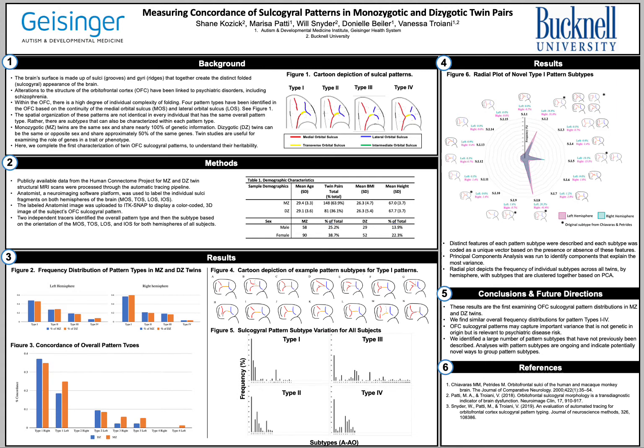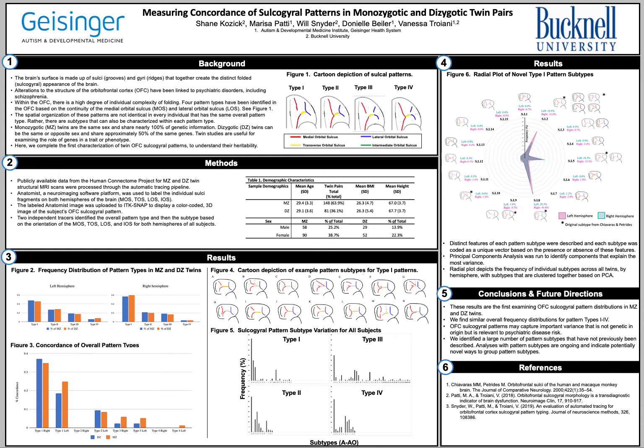We examined whether there is an increased concordance of patterns of 172 monozygotic twins relative to 304 dizygotic twins. We defined concordance as the twins having identical pattern types on both hemispheres of the brain. We then expected monozygotic twins to have more similar subtypes if orbital frontal sulcogyral patterns have a strong genetic component to them.